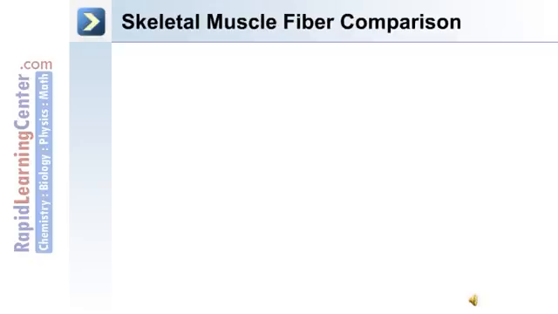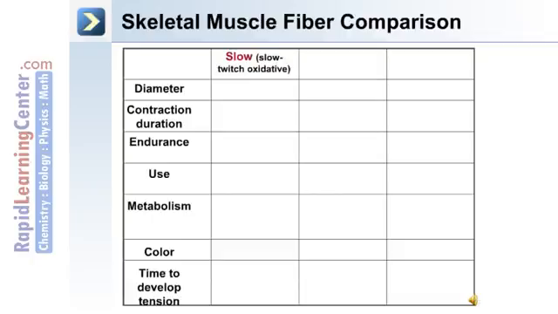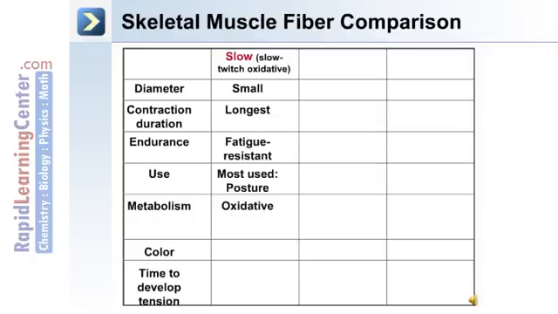We'll use the following table to describe the characteristics of the 3 different fiber types. Slow or slow twitch oxidative fibers. These have a small diameter with the longest contraction duration. They are fatigue-resistant fibers. They're mostly used during posture. Their metabolism is oxidative, and their color is a dark red. They are the slowest time to develop tension.